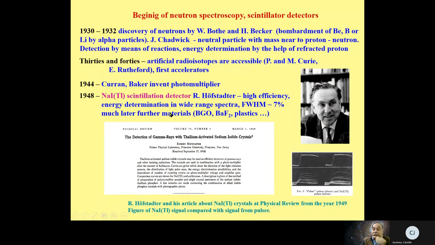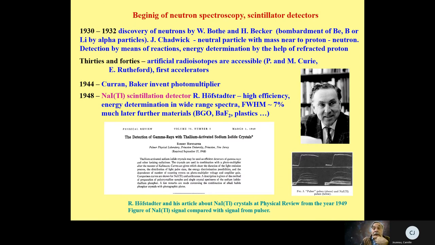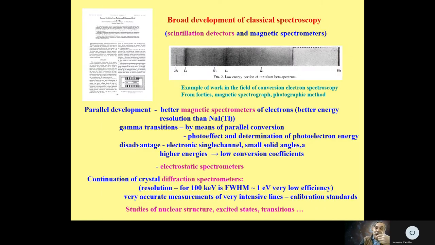That means I said if you want to use this diffraction spectrometry, it is necessary to have coherent scattering on these crystal planes. Okay, fine. That means this usage of sodium iodide scintillation detectors was a very big breakthrough for nuclear spectrometry, and it was the point which already started this development of gamma spectrometry.